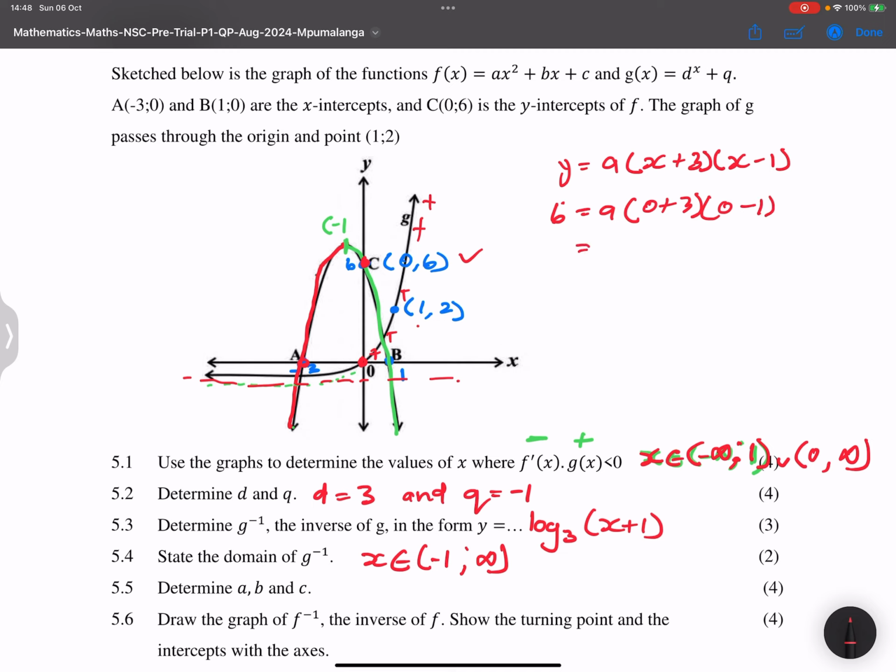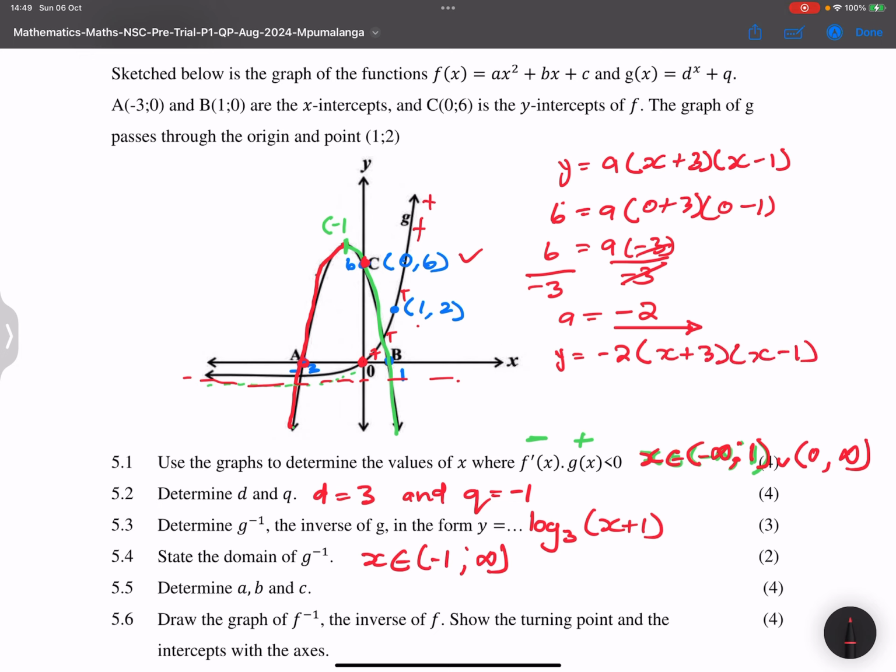So this would be A times 3 times -1, that's minus 3, which is equal to 6. And if I divide both sides by -3, I get A is equal to -2. All right, there we go. So we've got the value of A. Now we can find all the other values. So this is y is equal to -2 into x plus 3, x minus 1.